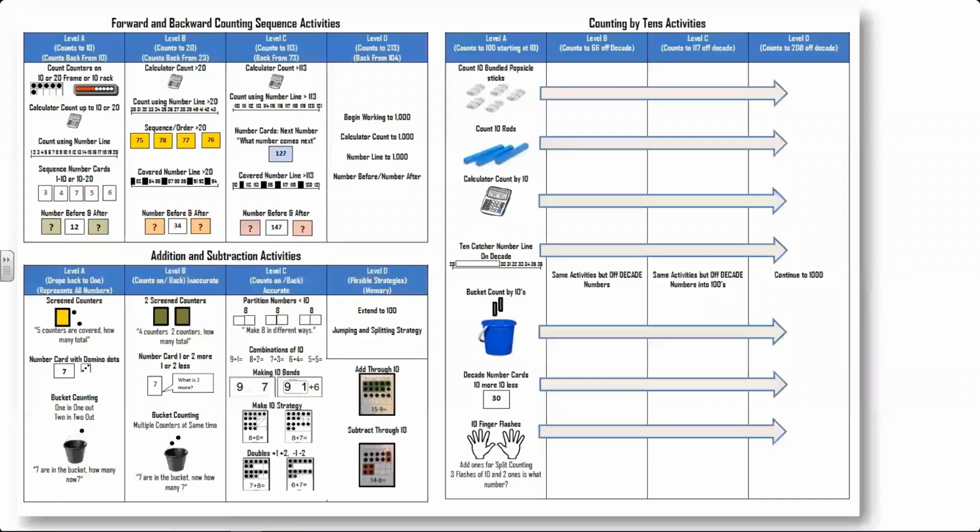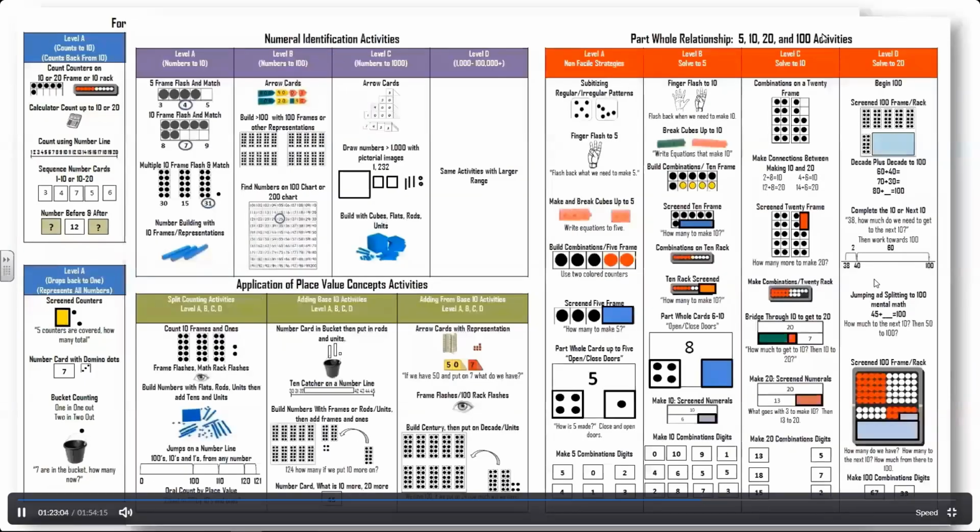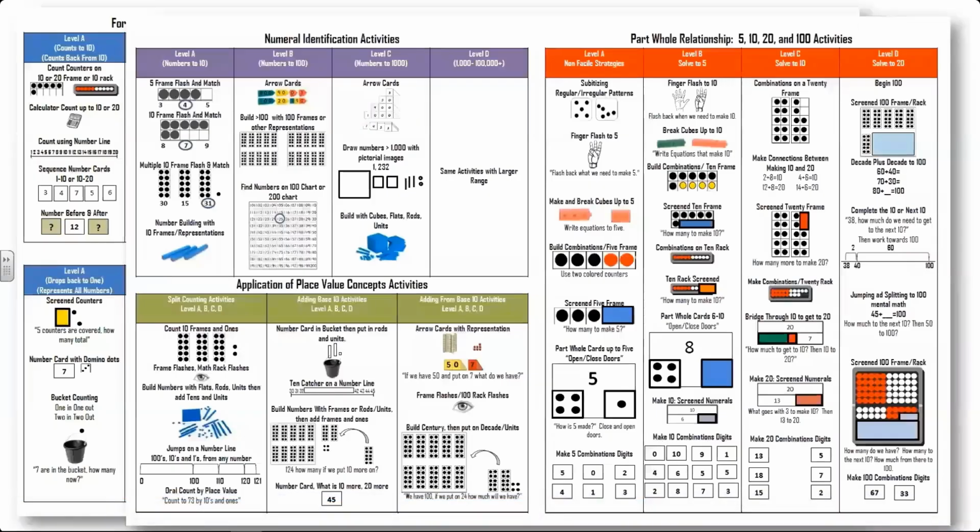Now you've seen this one all day long, and here's the second page of it. It has to do with forward counting, backward counting, addition, subtraction strategies, counting by tens. The other part has to do with numeral identification, application of place value concepts, and part-whole relationship. I just want to make sure this is really clear to you guys, okay?